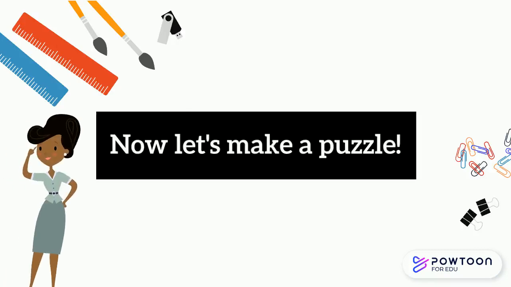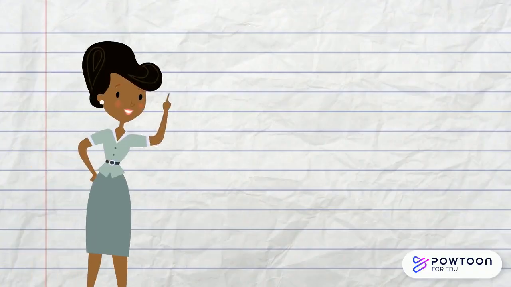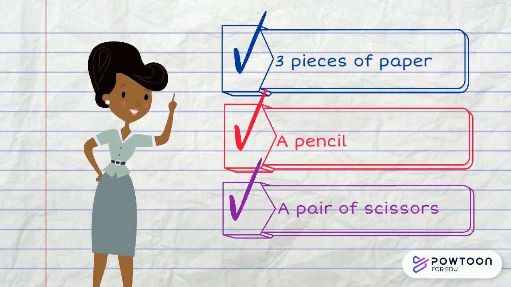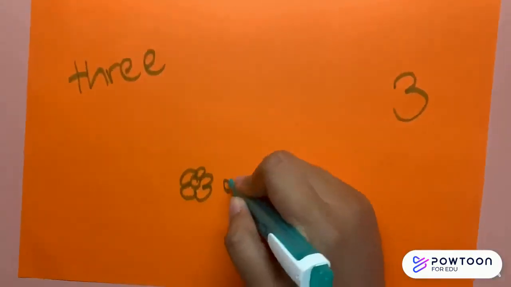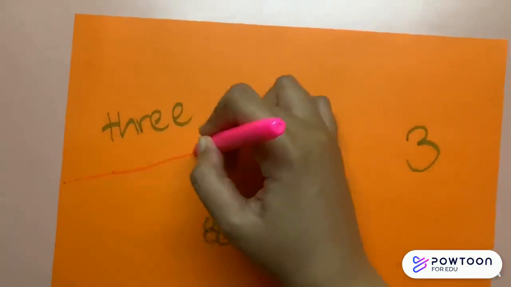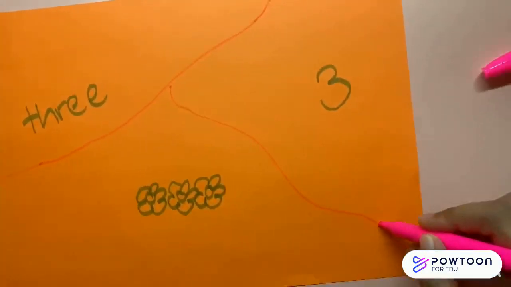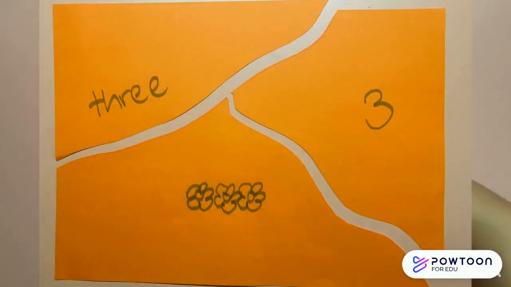Next, I'm going to show you how to make a puzzle and you may play it with a family member later. It will be best to have a parent or a carer by your side as you carry out this activity. You need 3 pieces of paper, a pencil, and a pair of scissors. On one piece of paper, write a number from 1 to 20 along with how it is spelled and draw the quantity of the chosen number. Next, draw lines to separate them. Cut them out to make a 3-piece puzzle. You will get something like this.